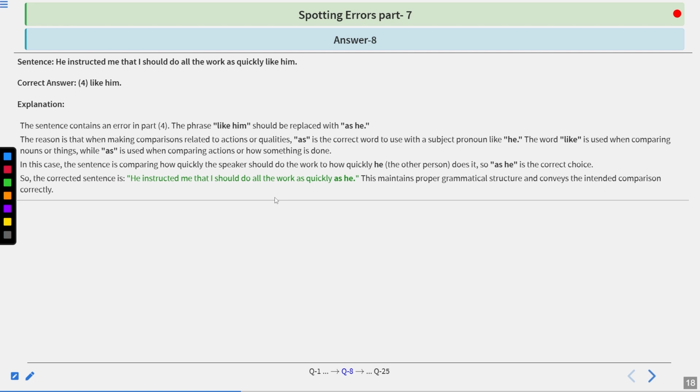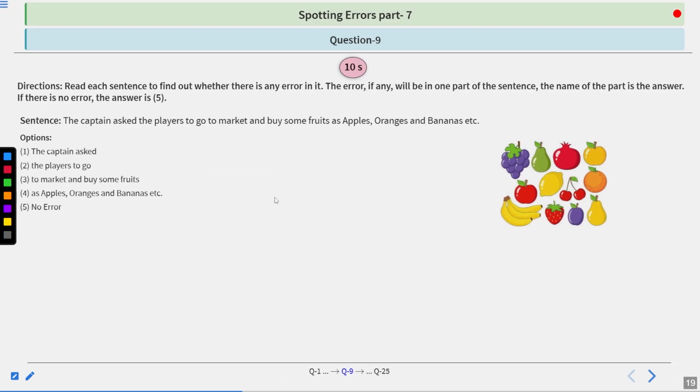In this case, the sentence is comparing how quickly the speaker should do the work to how quickly he, the other person, does it. So, "as he" is a correct choice. So, the correct sentence is: He instructed me that I should do all the work as quickly as he. This maintains proper grammatical structure and conveys the intended comparison correctly. Let's move to the next question.